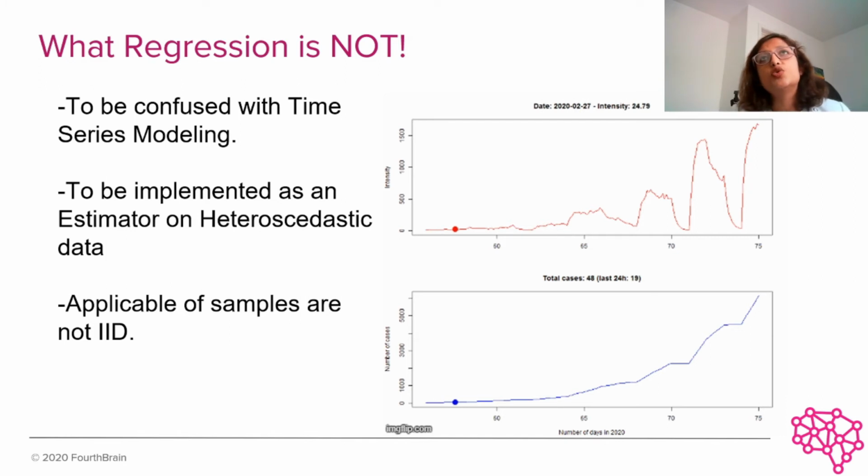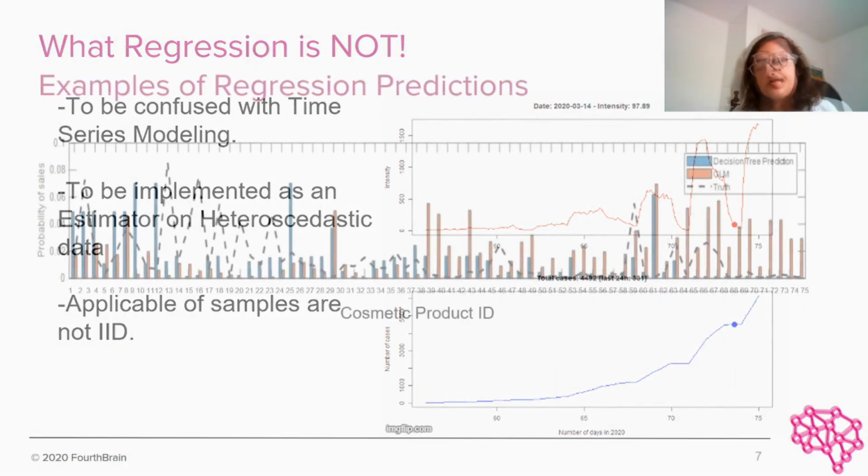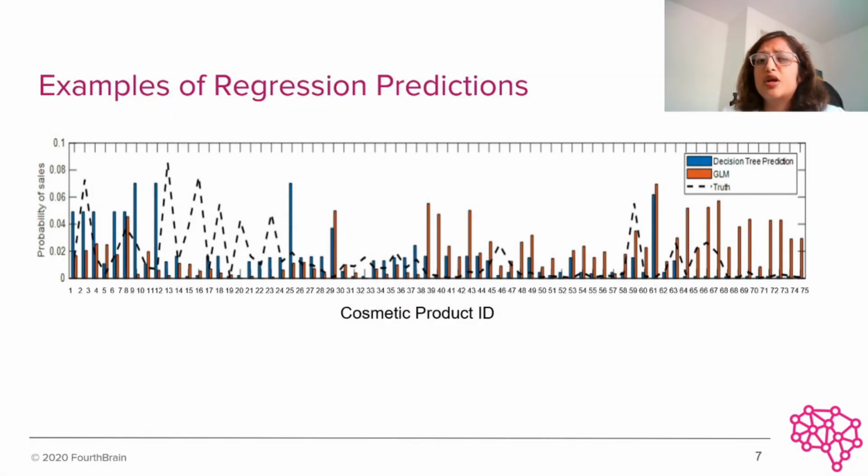The other case where regression should not be applied is heteroscedastic data, and that is where the variance between the dependent variable and the estimator is not fixed, but changes with respect to the population. And the last piece where regression models should never be applied is if the data is not independent and identically distributed, or IID. Now let's look at some examples of regression predictions.